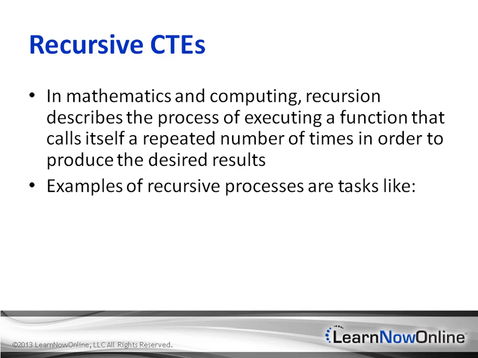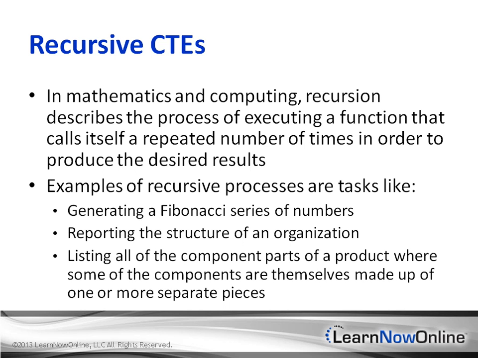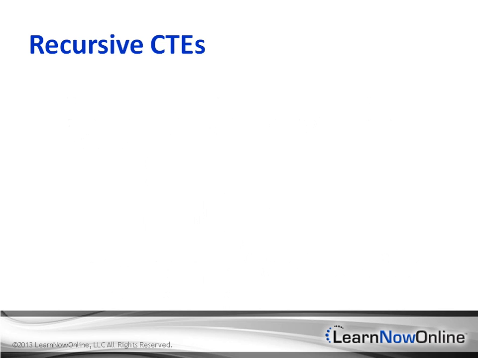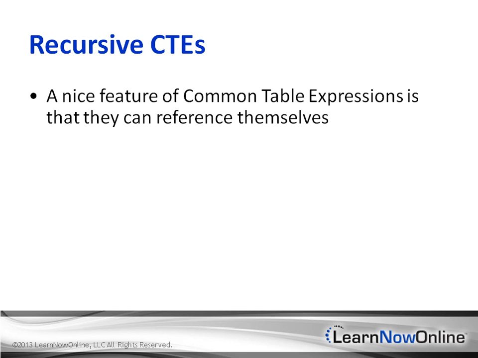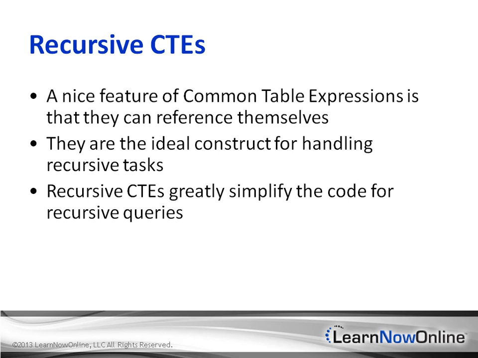Examples of recursive processes are things like generating a Fibonacci series of numbers, reporting the structure of an organization, and listing all of the component parts of a product, where some of those components are themselves made up of one or more separate pieces. A really nice feature of the common table expression is that they can reference themselves. Because of that, they're ideal for handling recursive tasks. Recursive CTEs really simplify the code for calling those recursive queries.